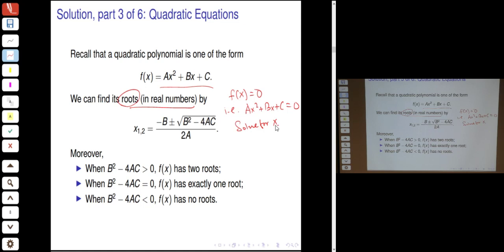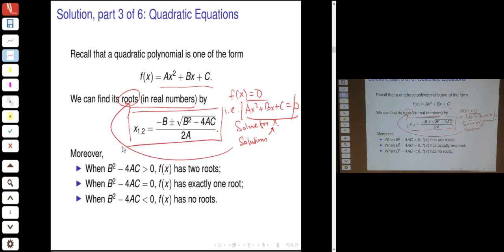So the solutions in x to this equation are called the roots. Okay, and the roots are given by this formula. There are two roots. Every quadratic equation of this form always has two roots, and these two roots are minus b plus minus the square root of b squared minus 4ac, all over 2a, where a, b, and c are the coefficients of the equation.